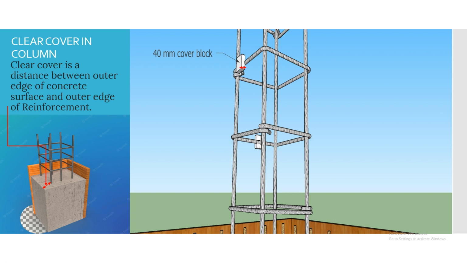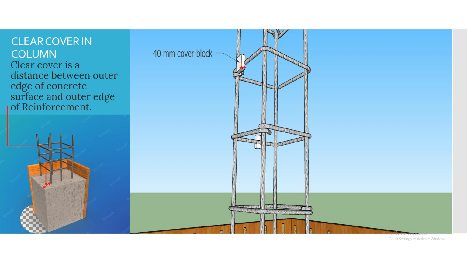Not only cover, it is a clear cover in a concrete. Okay, not the cover of a mobile. It is not a mobile cover, it is a concrete clear cover. Keep in mind, and how it is provided on site: these are the main reinforcement bars, this is the stirrups, and this is your cover block of 40 mm. That we are going to see in the next slide, how it is provided.